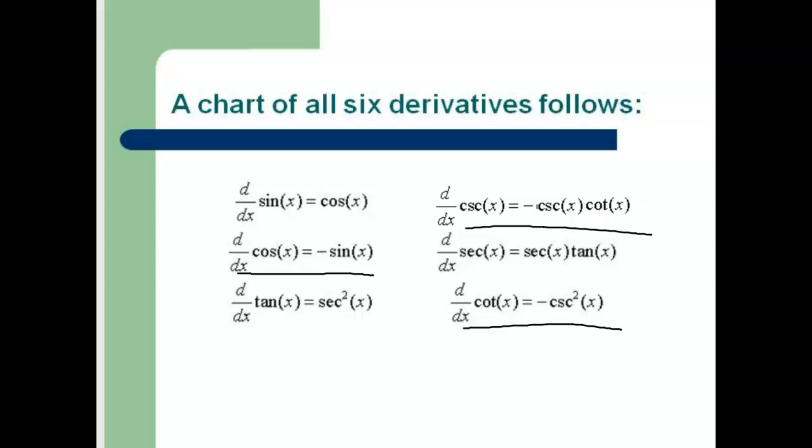Derivative of tangent is secant squared. Derivative of cotangent is negative cosecant squared. Cosecant's derivative is negative cosecant cotangent. And derivative of secant is secant tan. It's also at the top of your next page. So again, I personally like things to be nice and neat, so it's at the top of your next page as well.